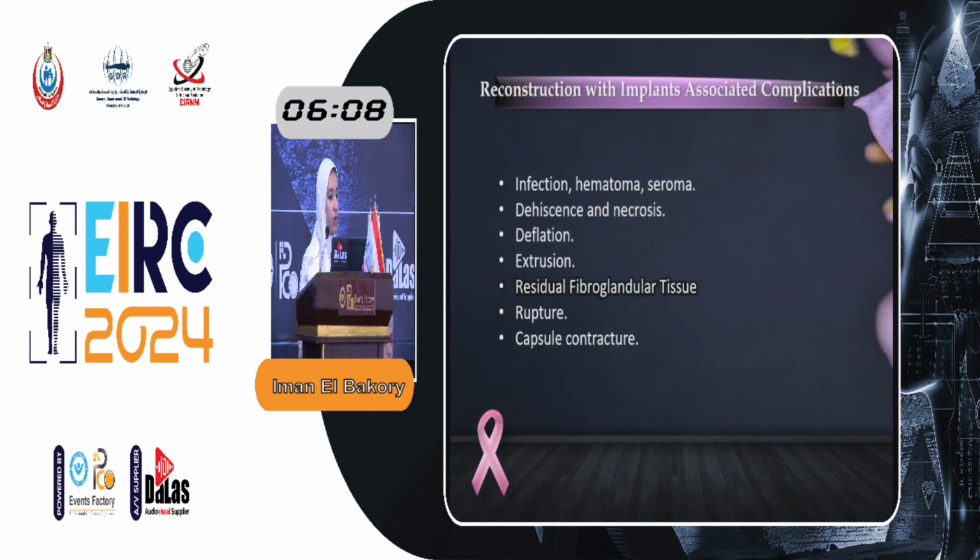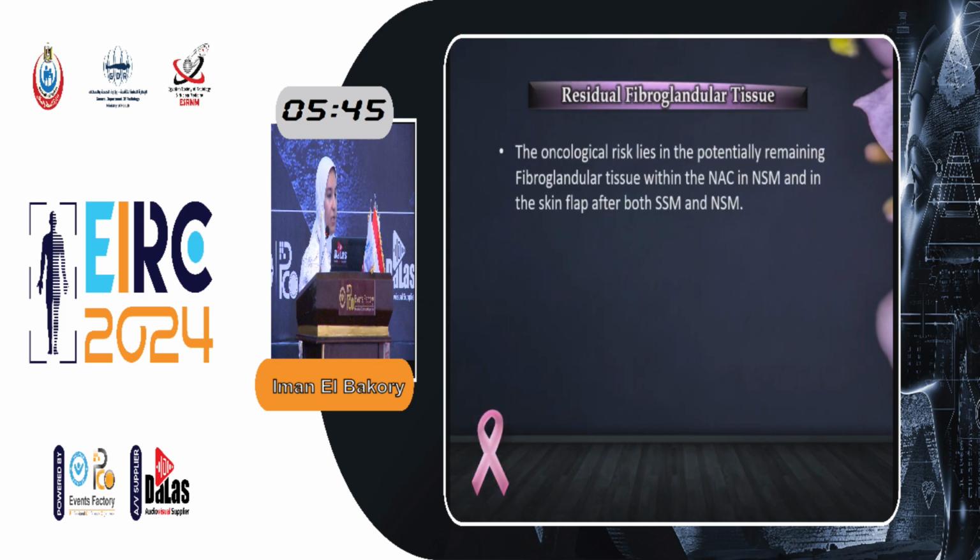So these are the benign complications associated with the implant. We have talked about the infection, hematoma, and seroma. The dehiscence and necrosis, actually, are a clinical diagnosis. Deflation goes with the saline implant. I don't think we use it here in Egypt. Extrusion is a clinical diagnosis with the inspection of the physician, and let's shift to the residual fibroglandular tissue.